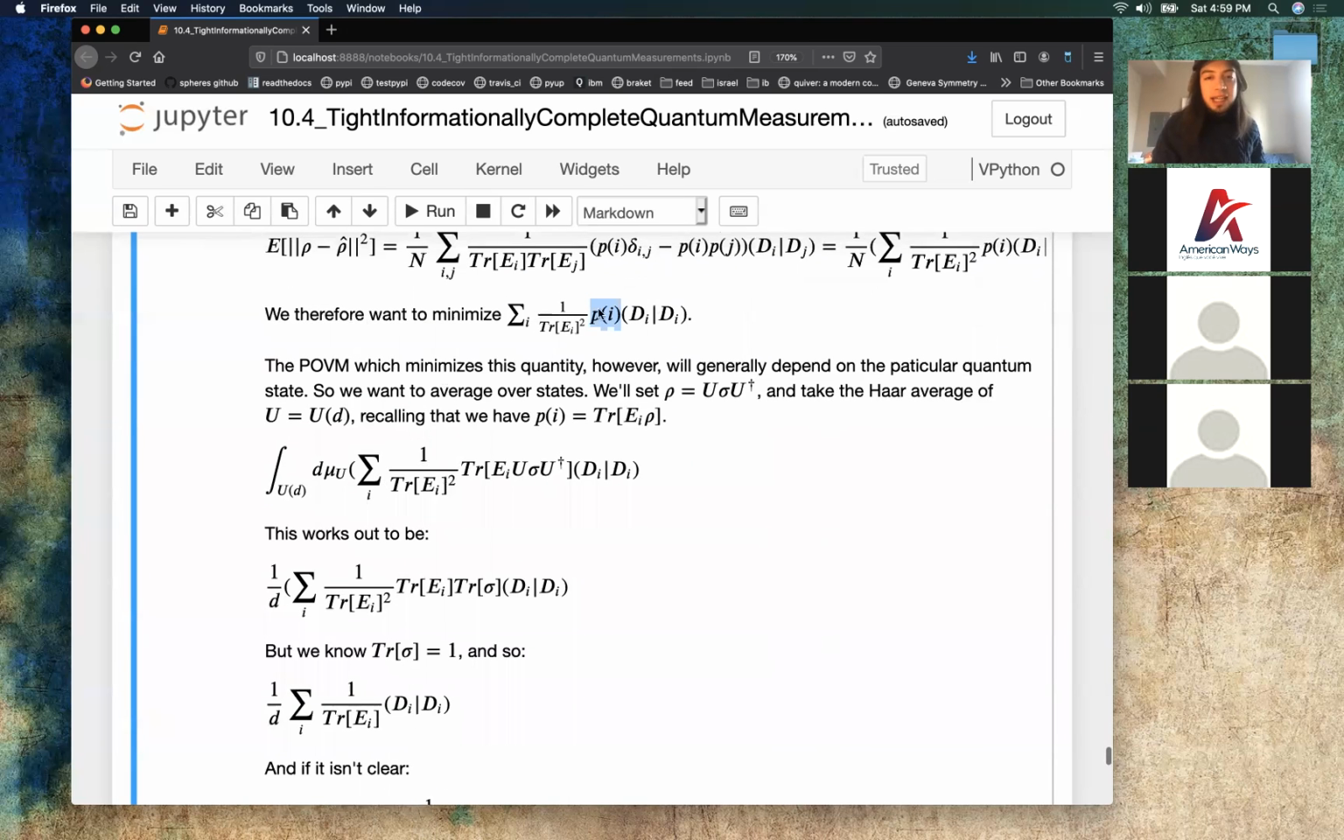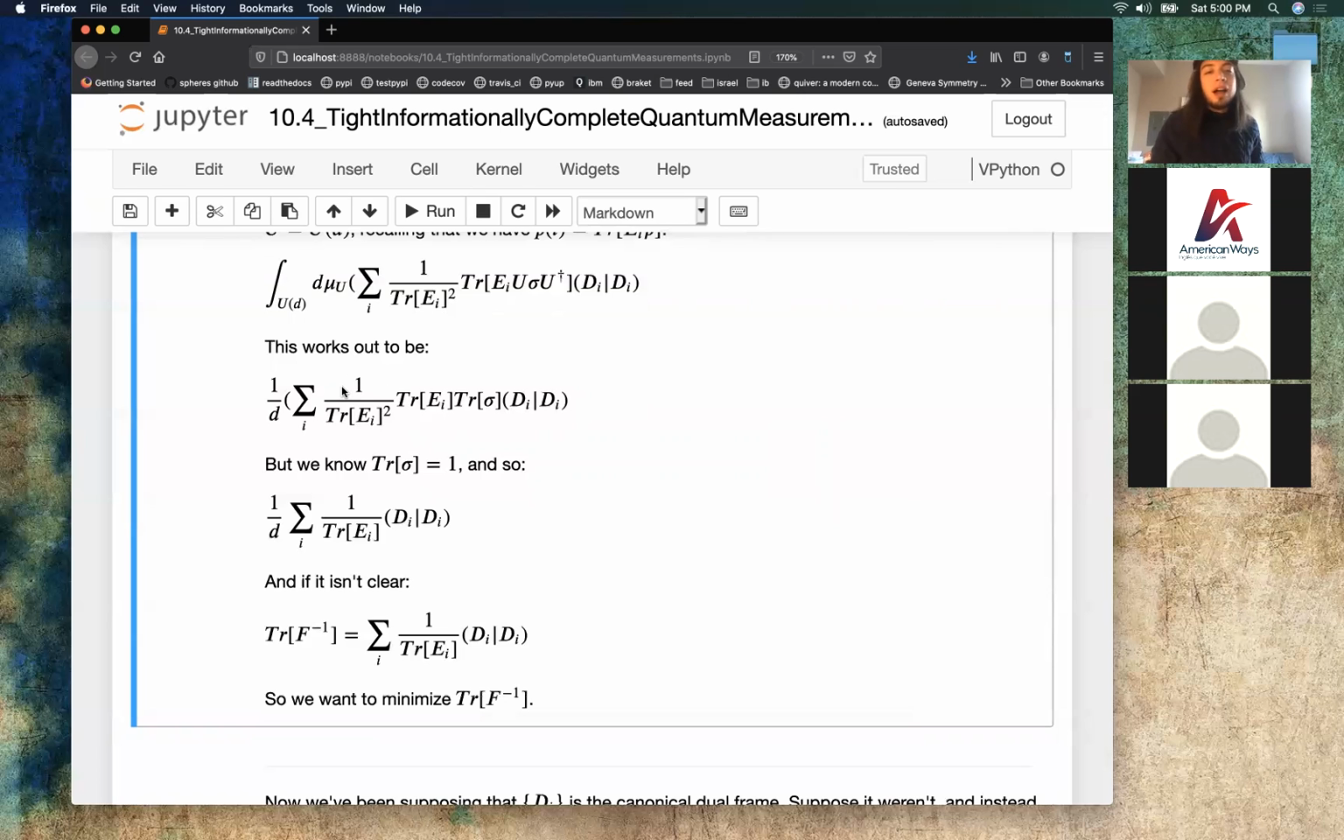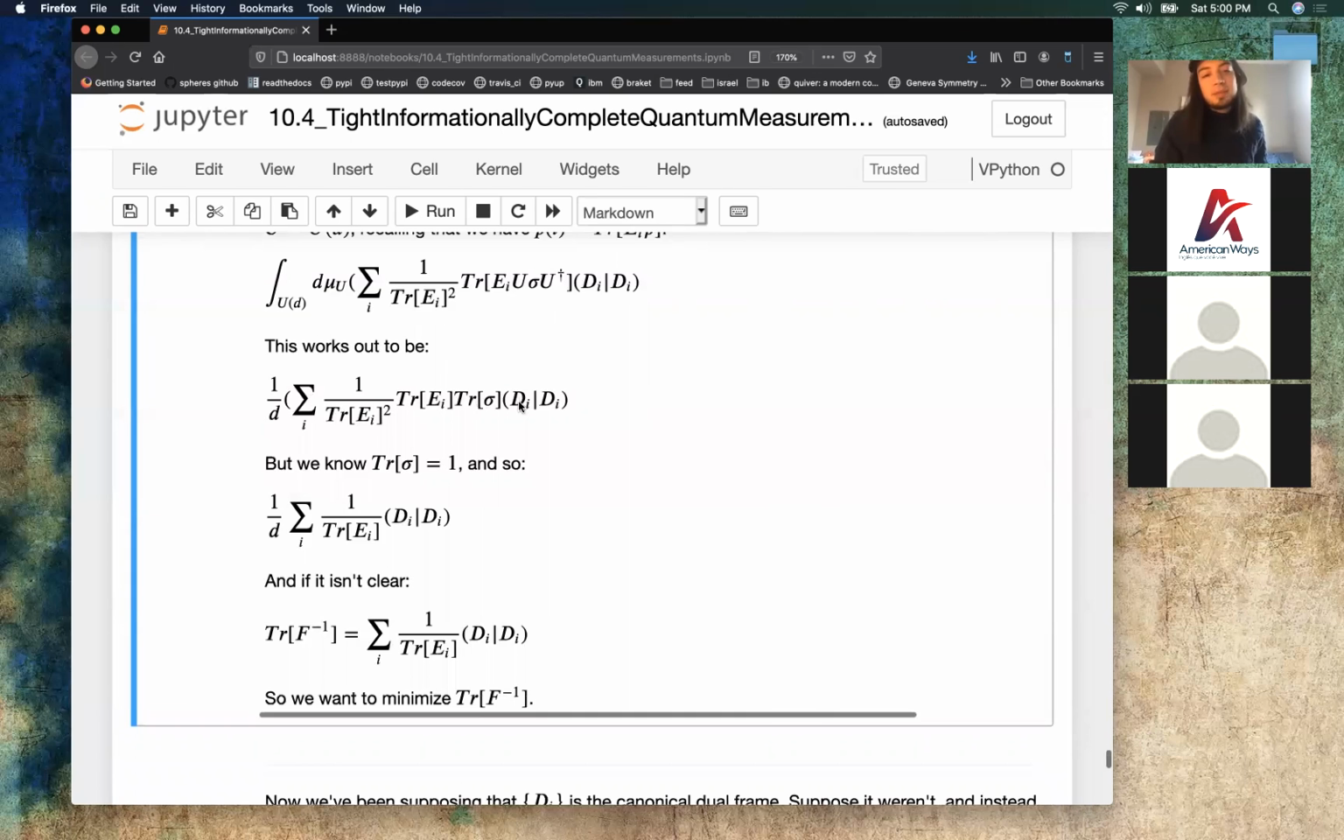So here what we've done is just taken this. We rewrote what P_i is. It's just trace of E_i on rho. And what is rho but U times sigma times U dagger? So that's just this. And then we have our little weight, and we're integrating over the unitary group. And I trust the paper to tell me, because I have to confess my inexperience in integrating over groups, that it works out to be this.